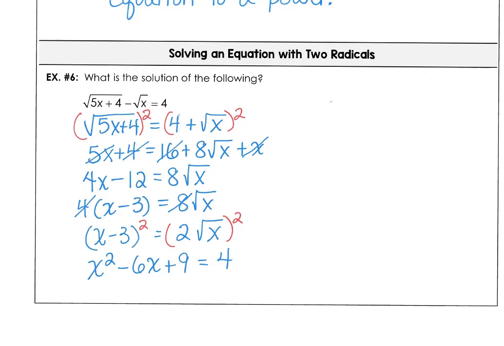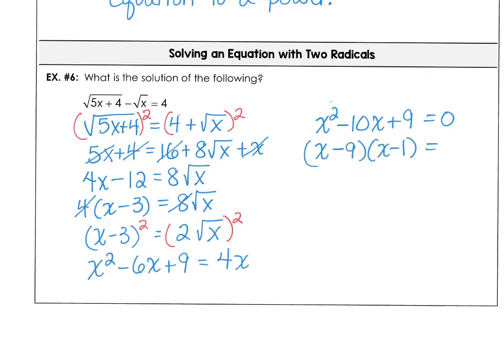and radical x squared, which is just x. So collecting like terms again, I'm going to move my work up to the right-hand side. We have x squared minus 10x plus 9. And factors of 9 that add up to negative 10 would be negative 9 and negative 1. So when x minus 9 is 0, x is 9. And when x minus 1 is 0, x is 1.